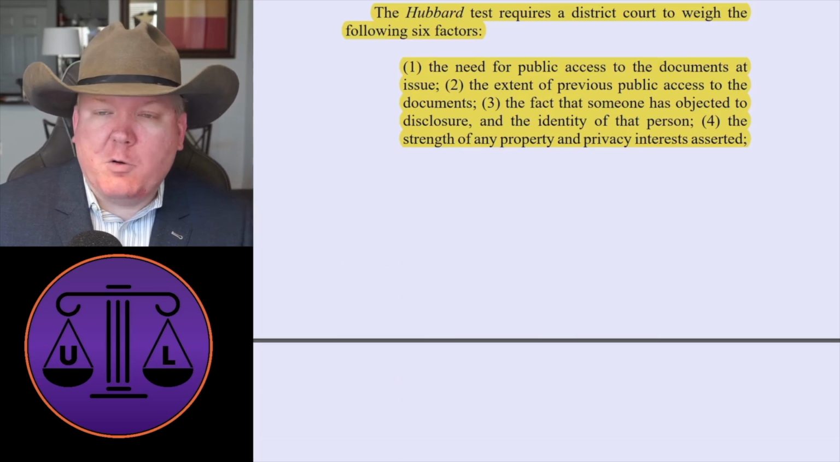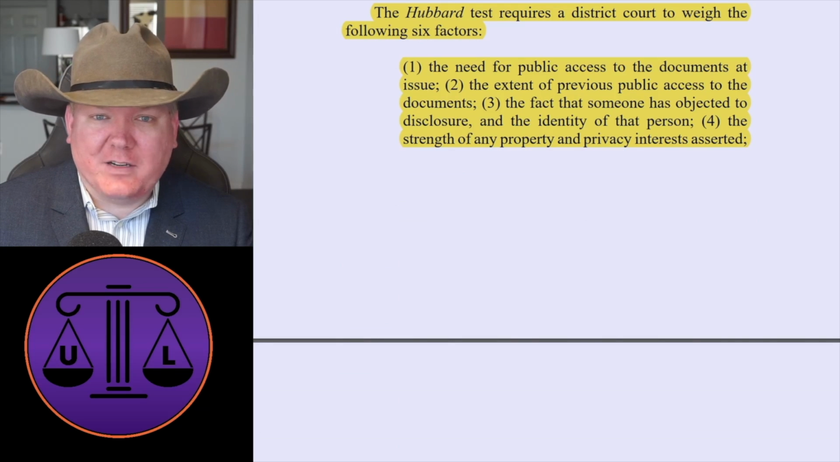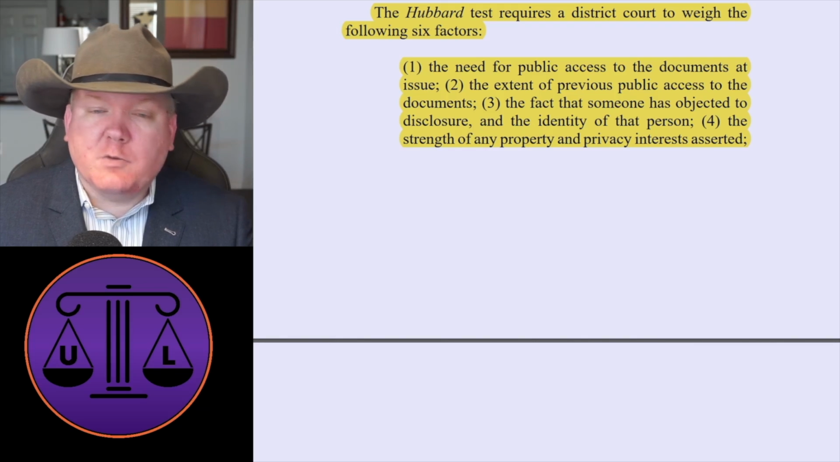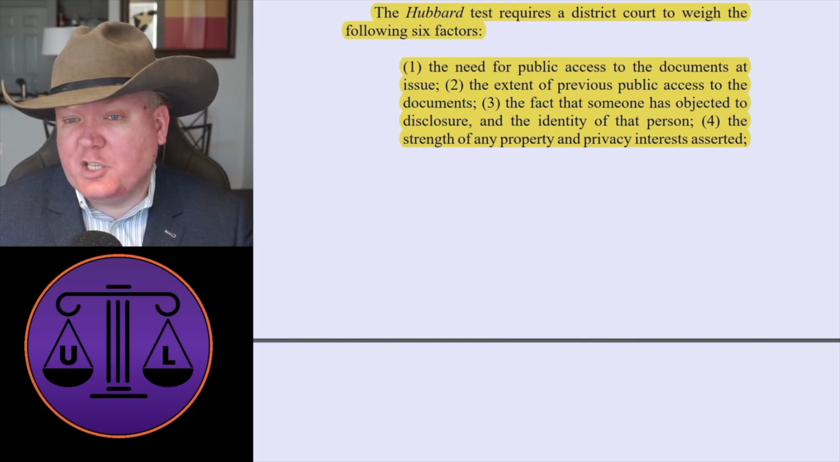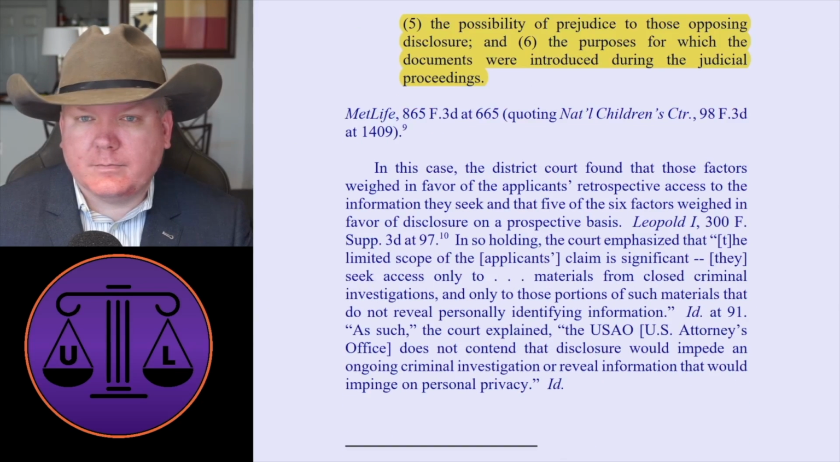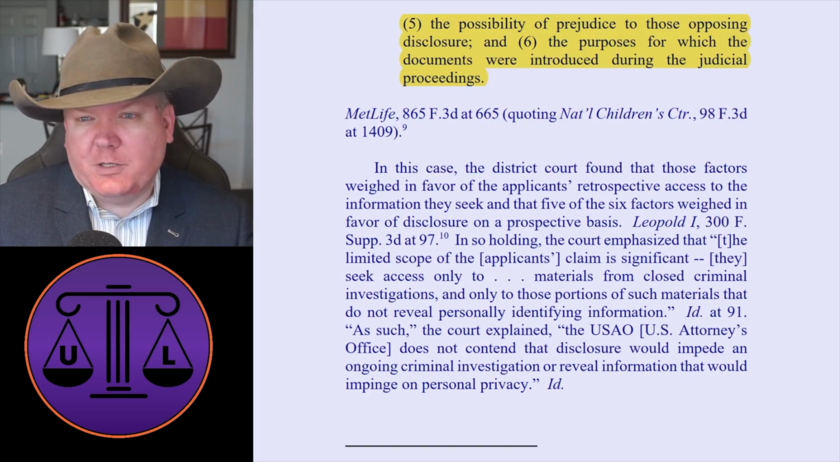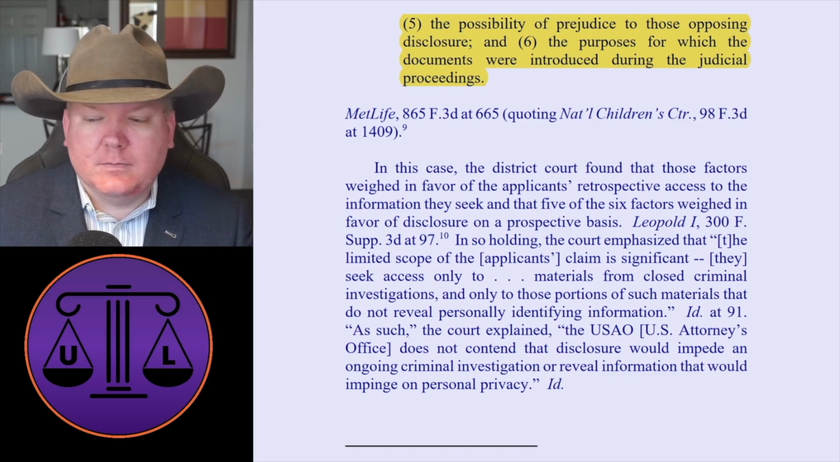The Hubbard test requires a district court to weigh the following six factors: the need for public access to the documents at issue, the extent of previous public access to the documents, the fact that someone has objected to disclosure and the identity of that person, the strength of any property and privacy interests asserted, the possibility of prejudice to those opposing disclosure, and the purposes for which the documents were introduced during the judicial proceedings.